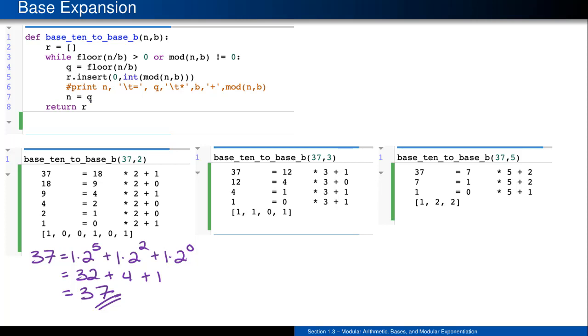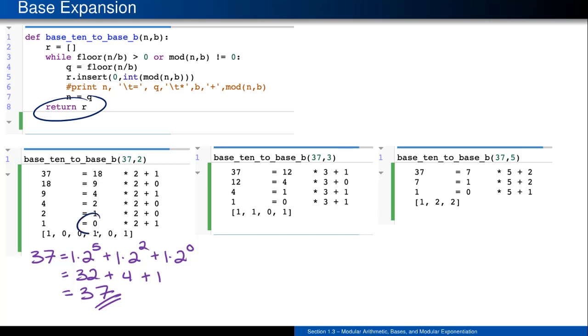And then at the very end, I'm simply going to return that string or that list R back to the user. So if I look at it on this pair, 37 and 2, you can see that I take the 37, I divide it by 2, giving me a quotient of 18 and a remainder of 1. And then I take the 18 divided by 2, then the 9 divided by 2, then the 4 divided by 2, the 2 divided by 2, all the way until I get this little value of 1.